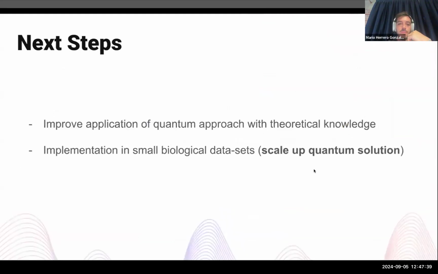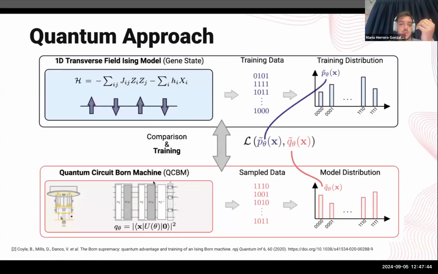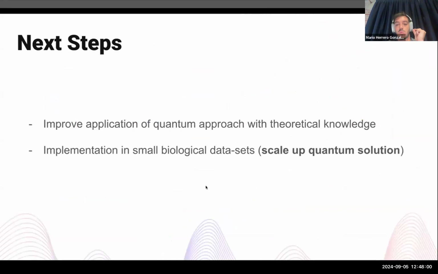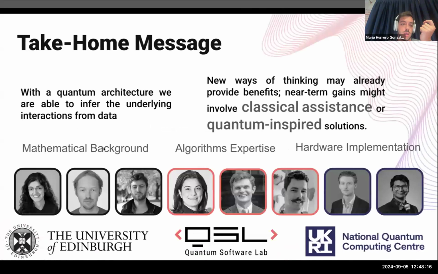We still need to explore how to improve these quantum approaches, because in this quantum circuit, there's a lot of things that we can do. As I said, out of the box, we don't know if it's really going to contribute, how the interactions are given in this quantum circuit make the training go worse or better. So this is a very important point that we actually treat with theoretical knowledge. And what we're trying to do right now, which I'm actually running right now, is an implementation in small biological data sets, with the hope of actually scaling up to quantum solutions.